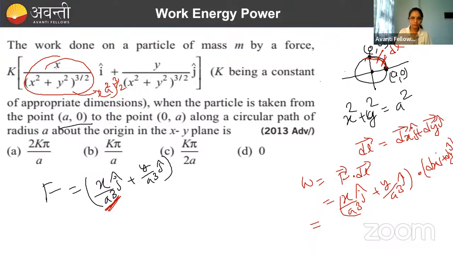Okay. So here what you will be doing is x by a cube dx plus y by a cube dy. And x will vary from where to where? Yes, Tripti, correct. If you are moving from here to here, x initially is a and x finally is 0. So here a to 0. And y will vary from where to where? Initially y is 0 and it will go to a. Now you need to calculate this. Then from the symmetry you can see it will come as 0.